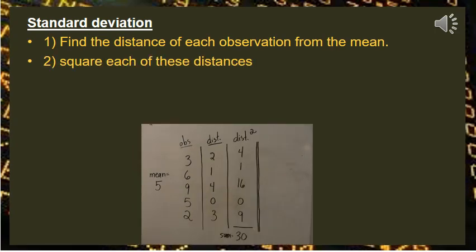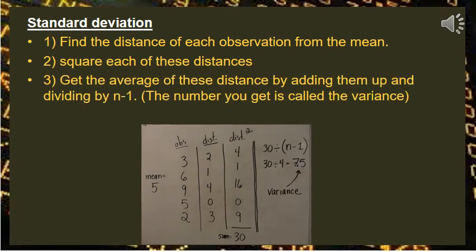Then you have to square each distance from the mean. So here, 2 times 2, 4. 1 times 1, 1. 4 times 4, 16. 0 squared is 0. And 3 squared is 9. So I have here my 5 distances squared. And I sum it up. So here, 4 plus 1 plus 16 plus 0 plus 9 gives me 30.